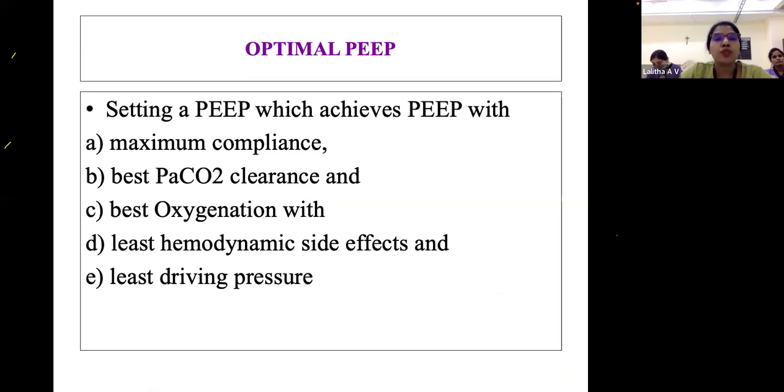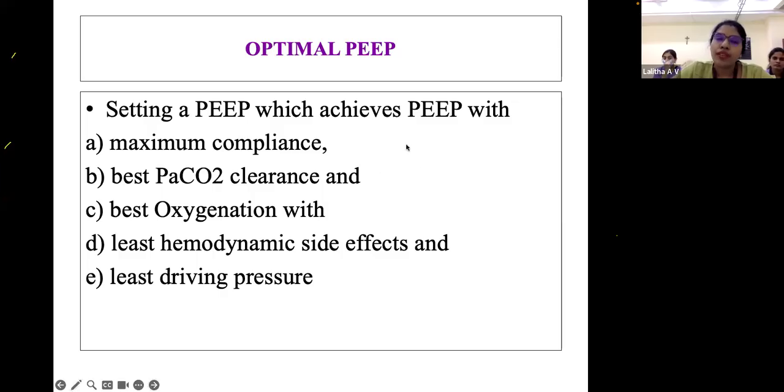Next we'll move on to PEEP. How much PEEP should we use in ARDS? Setting an optimal PEEP is one which gives good compliance, takes care of CO2 or doesn't worsen CO2, improves oxygenation, and at the same time does not cause hemodynamic effects. We know that in positive pressure ventilation, when we give too much PEEP, the preload is decreased. Once the venous return or preload is decreased, the cardiac output suffers, and as a result, these children can develop hemodynamic instability.